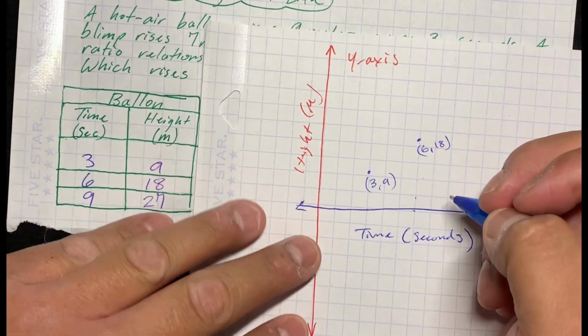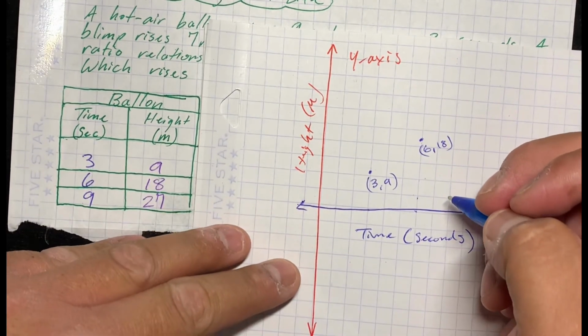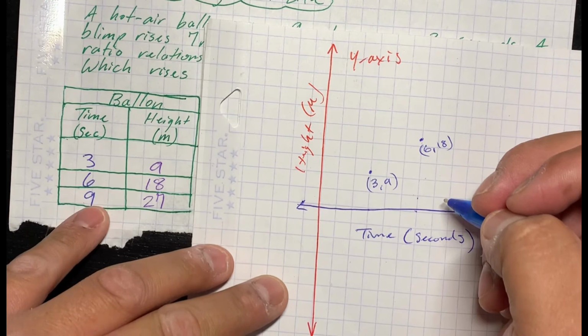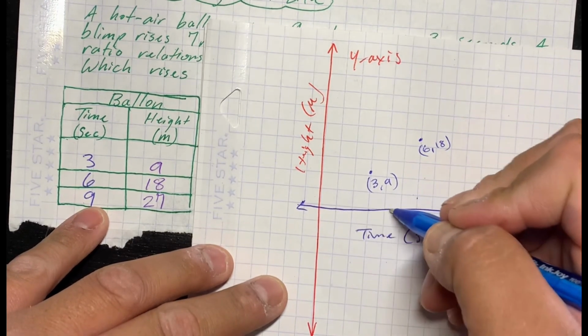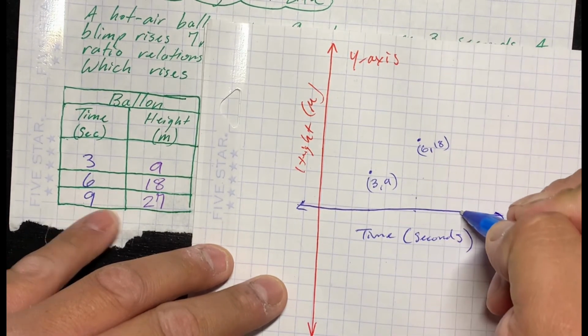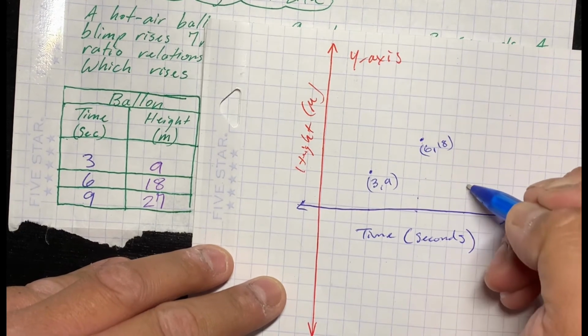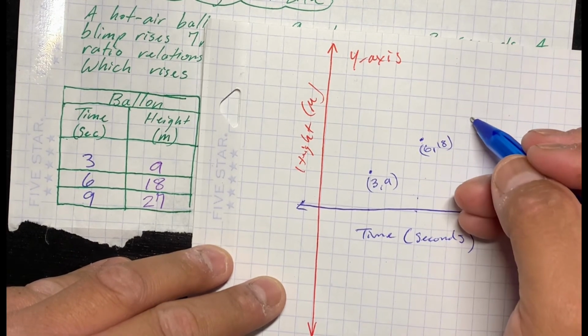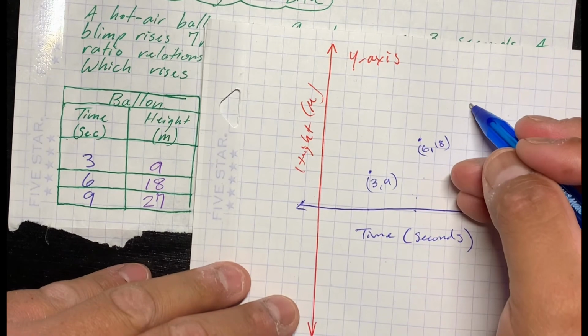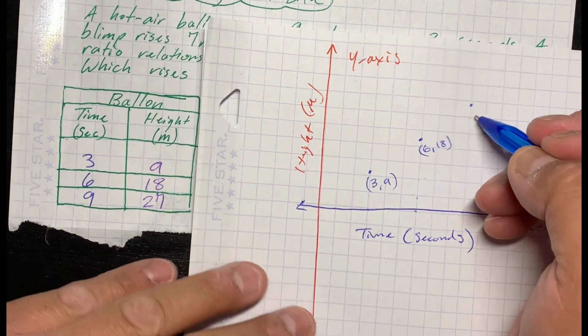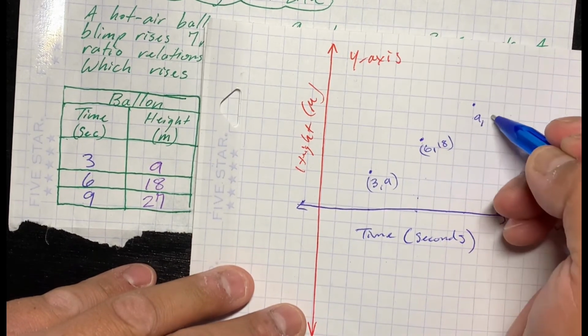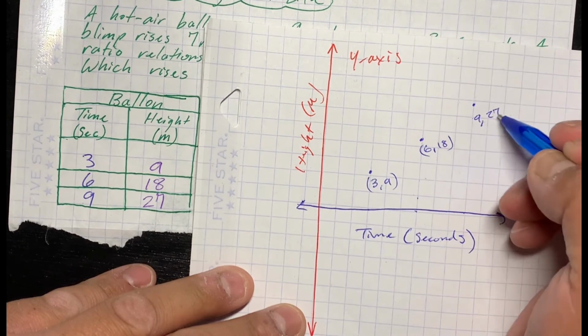And we're going to go ahead and go the last one. In 9 seconds, 1, 2, 3, 4, 5, 6, 7, 8, 9, it rises 27 meters. So 4, 8, 12, 16, 20, 24, 28's here, so 27 should be around there. So in 9 seconds, the hot air balloon rises 27 meters.